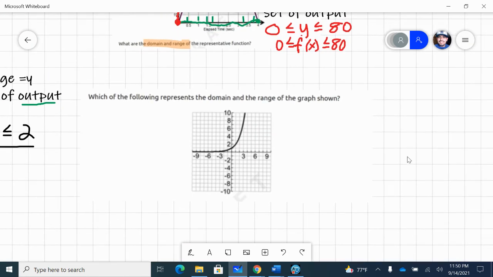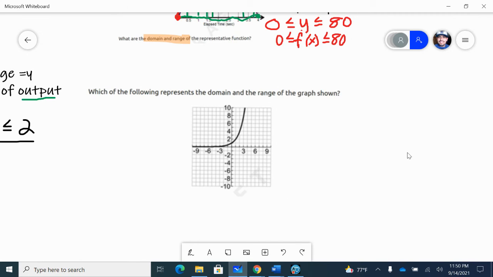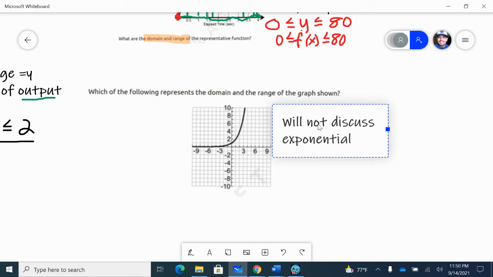Now, this one, do not worry about it. I am not going to talk about this because we're nowhere near exponential functions. So all you have to do on your piece of paper is write the following: will not discuss exponential problem. There it is.